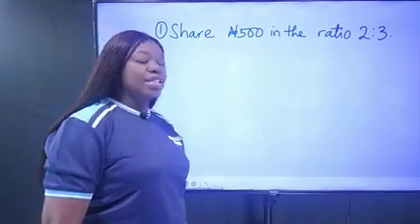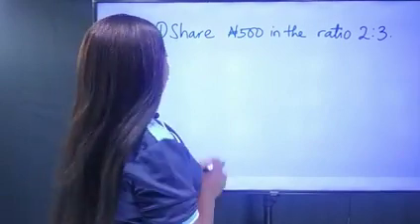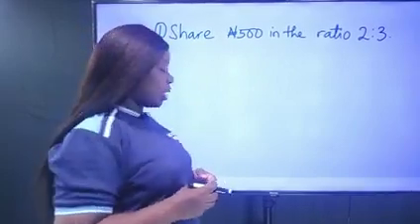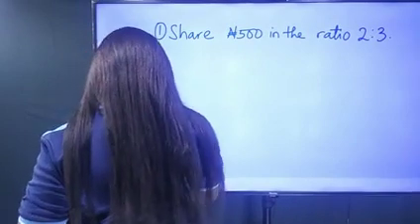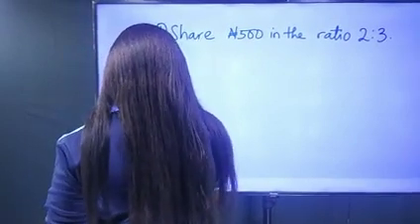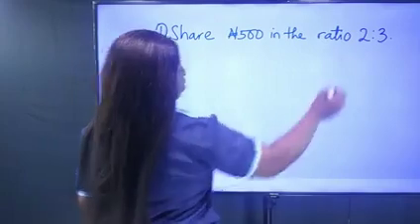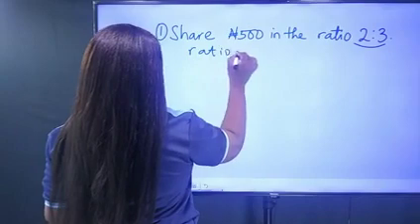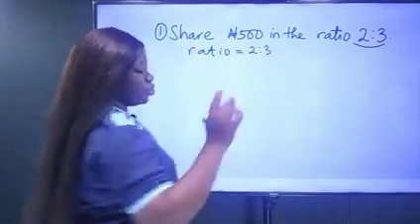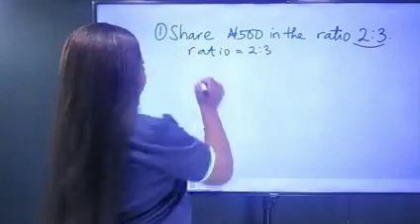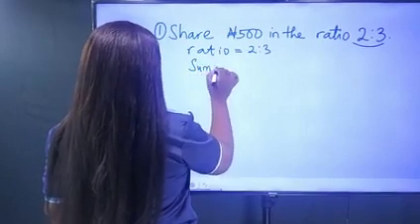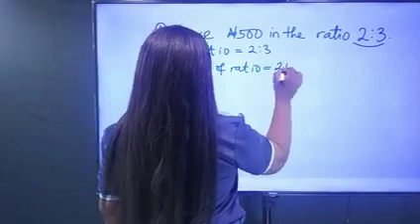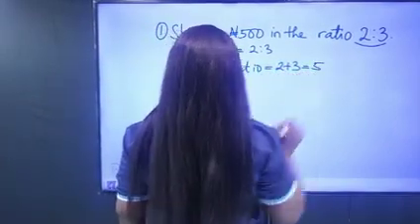Share 500 naira in the ratio 2:3. Now, for you to be able to share any quantity in ratio, the first thing you need to do is to identify the ratio. So now this is the ratio, 2:3. Then the next thing you need to do is to add up the ratio. So sum of ratio, and sum means addition. 2 plus 3 will be equal to 5.